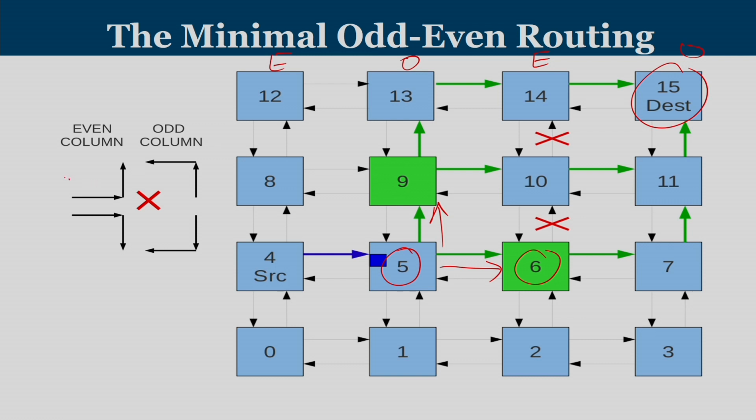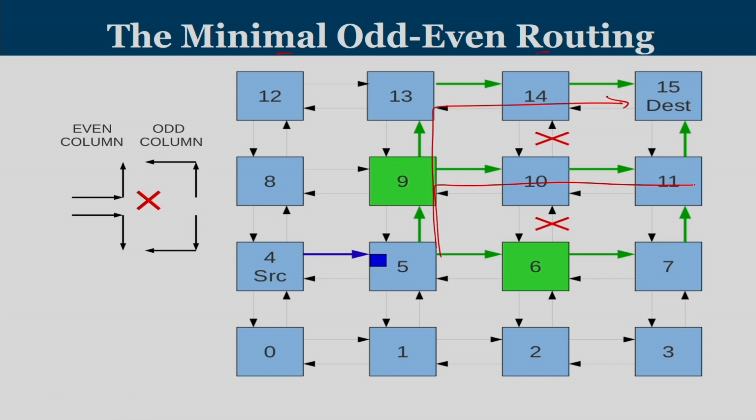At an even column, this turn is not allowed. So, even though 15 comes in this quadrant, at 6, this turn is not allowed. When a packet reaches 6, destined for 15, it can go only to 7, it cannot go to 10. Wherever you see green color, these are the potential paths that this particular packet can take from 5 to reach 15. It can take this path, this path, or this path. Three possible paths are there for this packet.